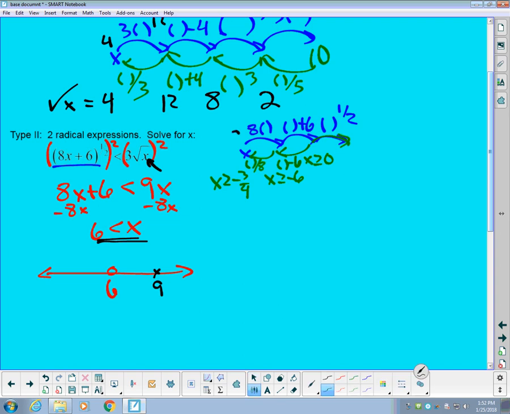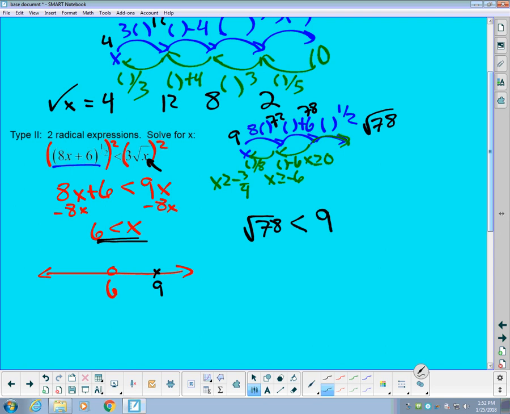So if I plug the 9 in for x, 9 times 8 is 72, and 72 and 6 is 78. And so I'm getting a square root of 78 on the left-hand side in the original problem. And on the right-hand side, I've got a 3 times the square root of 9. That's 3 times 3. So that's 9.